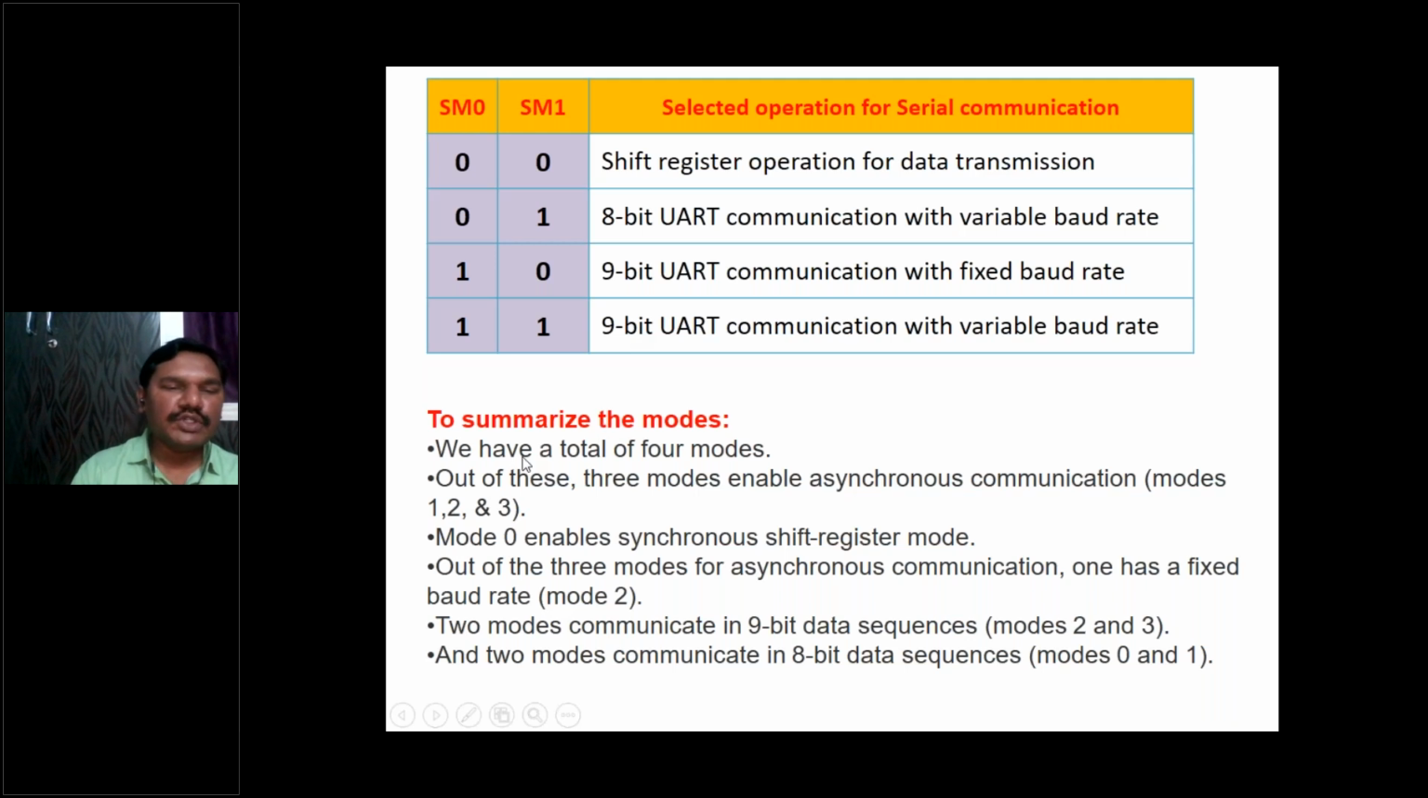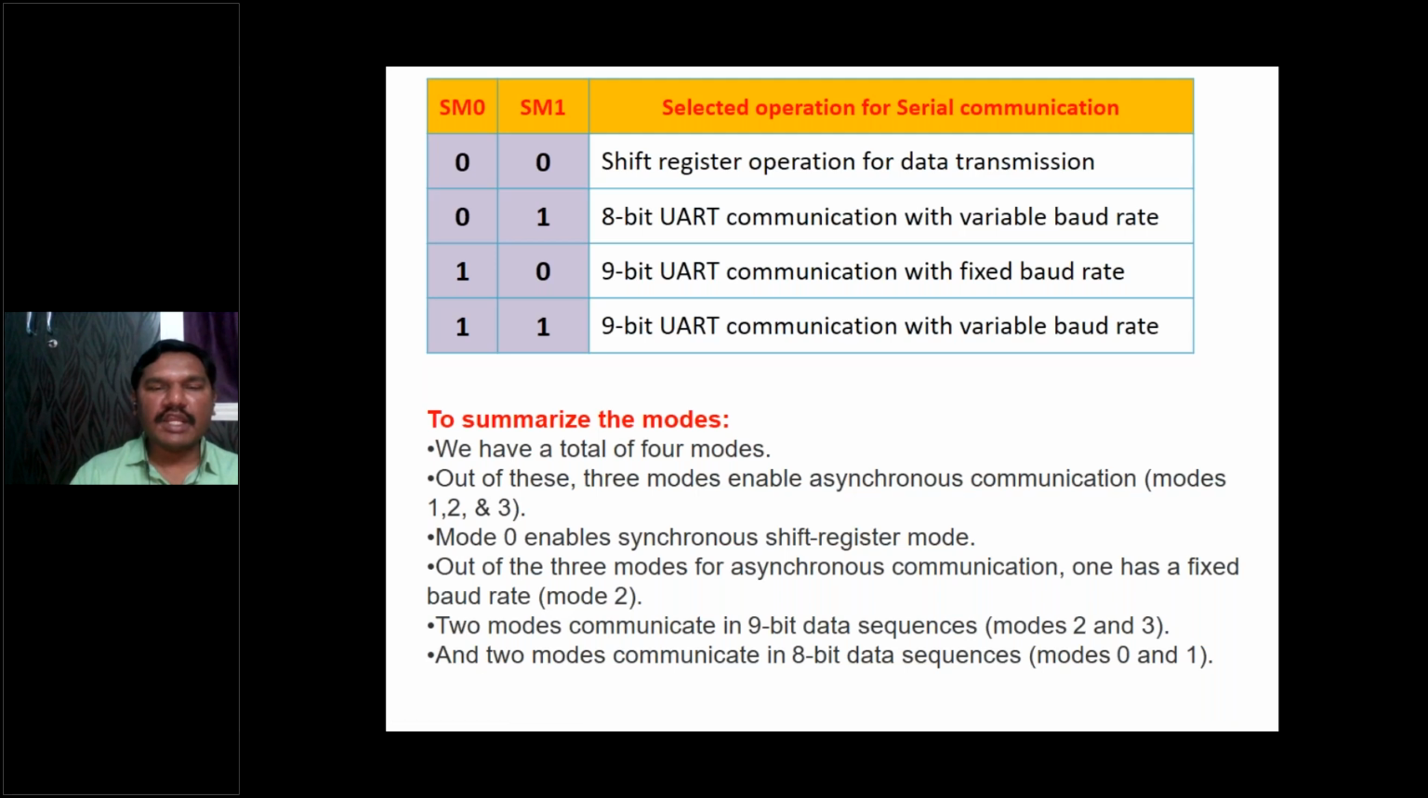To summarize the modes, we have a total of 4 modes. Out of these, three modes, 1, 2 and 3, enable asynchronous communication, whereas mode 0 enables synchronous shift register mode. Out of the three modes for asynchronous communication, mode 2 has a fixed baud rate, and mode 1 and mode 3 are variable. That's why we usually operate in mode 2 of the serial communication modes.